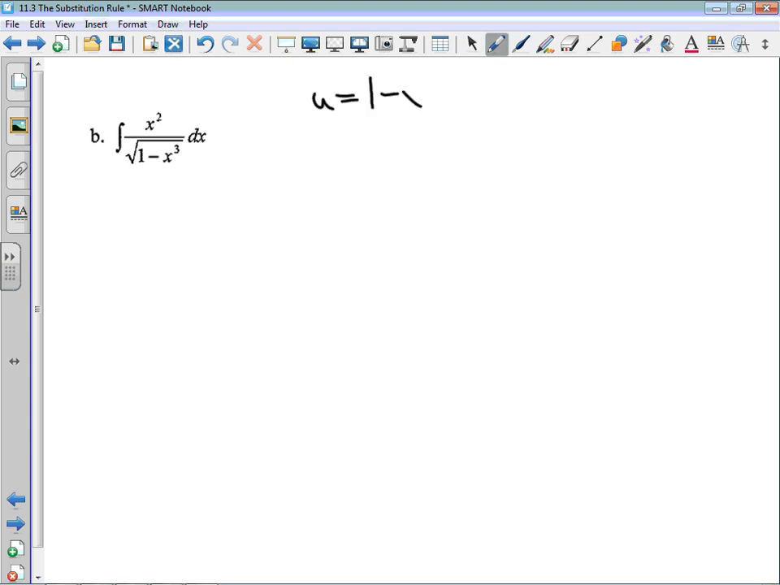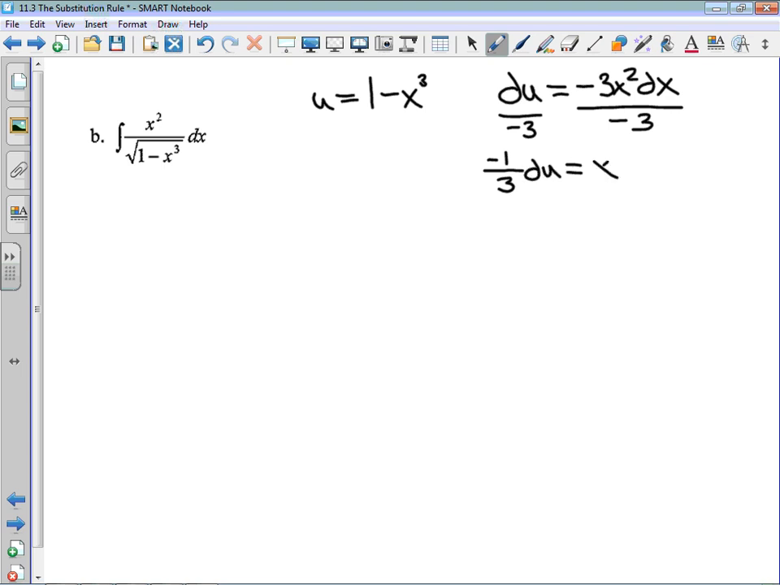And if u is equal to 1 minus x cubed, then the derivative of u is equal to negative 3x squared dx. Now, the bummer here is that I don't have negative 3x squared dx. But like any other equation, this is manipulatable. So I'm going to divide both sides by negative 3. I'm going to write this a little weird. I'm going to write it as negative 1/3 times du is equal to x squared dx. And the reason I need to do that is because x squared dx is inside that integral.